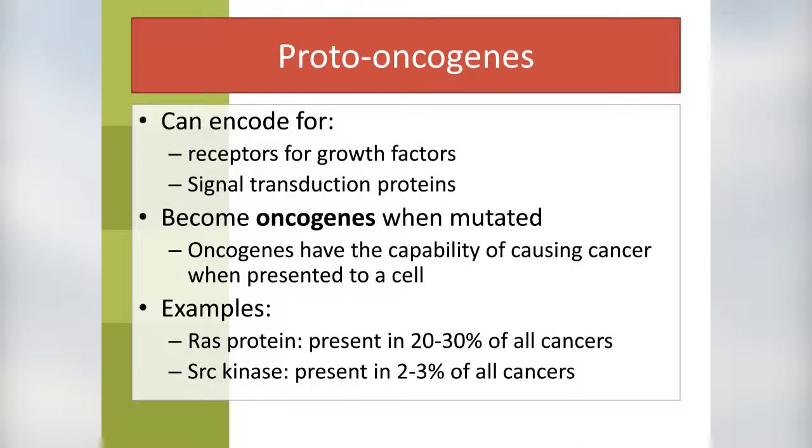Proto-oncogenes are genes that also contribute to cancer. Normally, they can encode for receptors for cell growth or signal transduction proteins. These become oncogenes when they're mutated. So an oncogene will have the capability of causing cancer when presented to a cell. Examples include the RAS protein, present in 20 to 30% of all cancers, and the SRC kinase, present in 2 to 3% of all cancers.